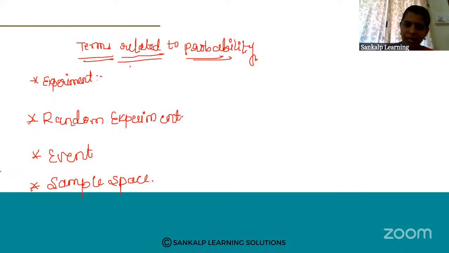Experiment, what is it? In chemistry you may have seen that we are adding two solutions. We are doing an experiment: we take one solution, take another solution, and mix them. When you add two solutions, after mixing, you don't know what product you will get. You don't know the exact result of what will happen.